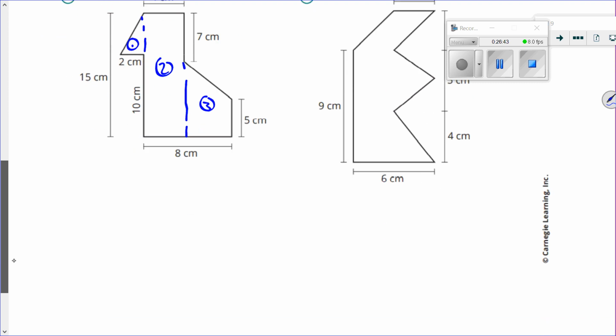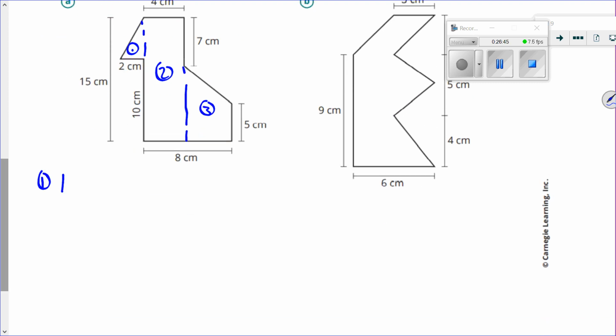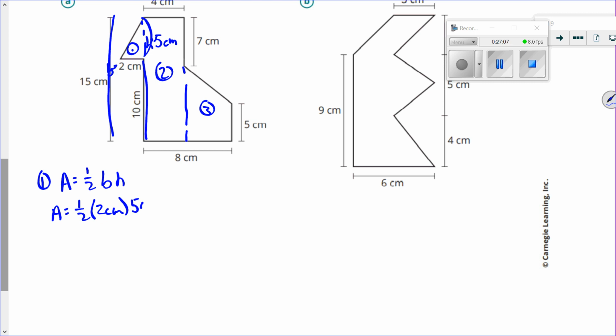So for my 3 shapes, shape number 1, it's a triangle, so it's 1/2 the base times the height. On this one, they didn't actually give me this distance, but they said the whole thing is 15, this part's 10, so I now know that's 5. So I'm going to say that base is the 2 and the height's 5. So area is 1/2 times the base of 2 times the height of 5. Half of 2 is 1, so that means that the first area is 5 square centimeters.